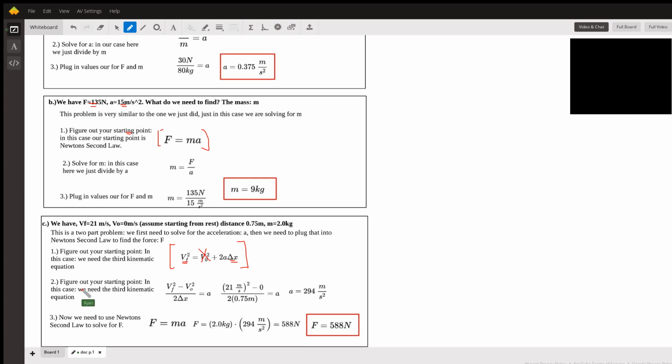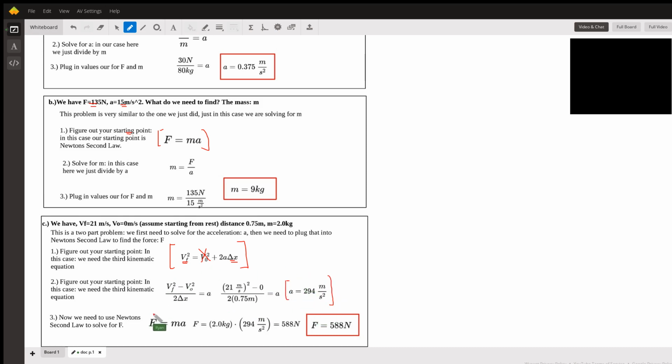So for our second step, we just need to plug in what we have for each of those values. So in our case here, our final velocity is 21 meters per second. Our delta x is 0.75 meters. Again, we just do that math and we get an acceleration of 294 meters per second squared.